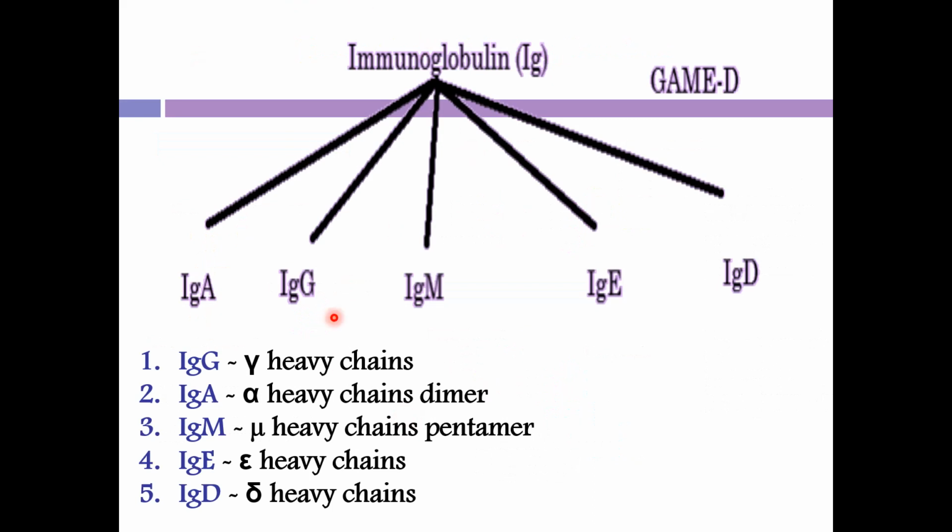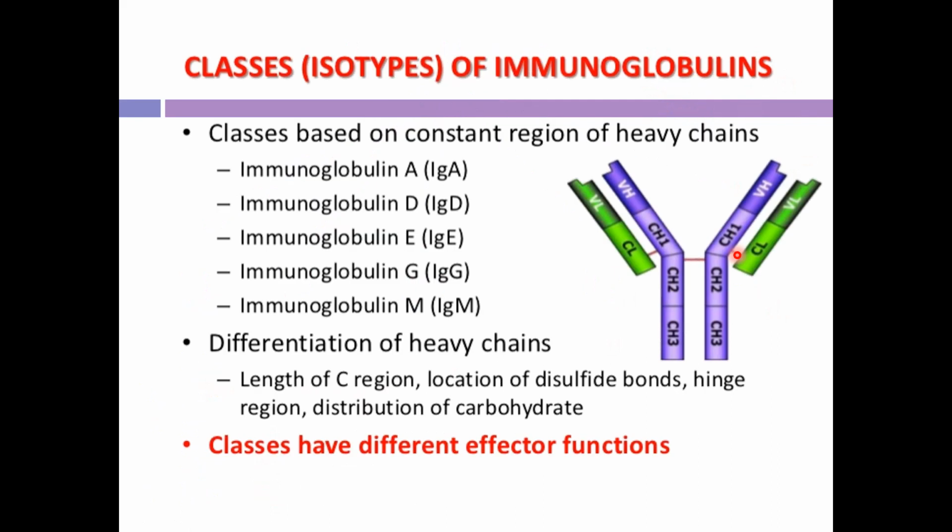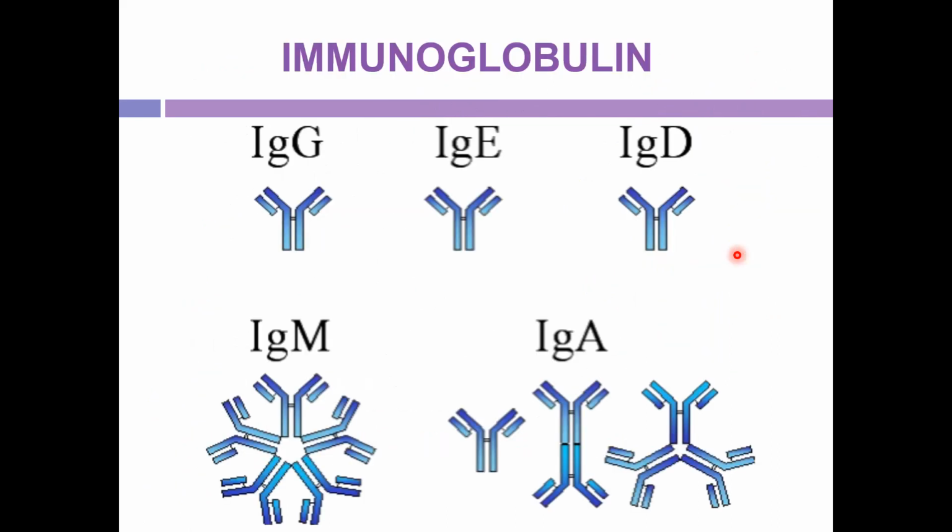So these are the immunoglobulin subclasses or isotypes: IgA, IgG, IgM, IgE, IgD, according to their heavy chains: gamma, alpha, mu, epsilon, and delta. The mnemonic is GAMED. These are the monomers of the isotypes of immunoglobulins: IgG, IgE, and IgD. These are the polymers: IgM is called a pentamer, and IgA is called a dimer.